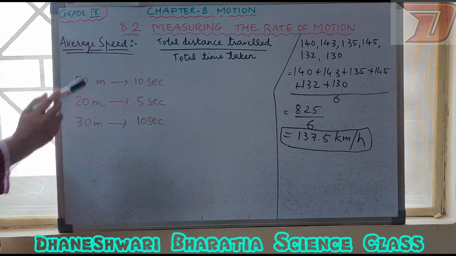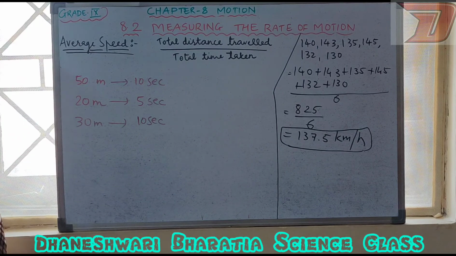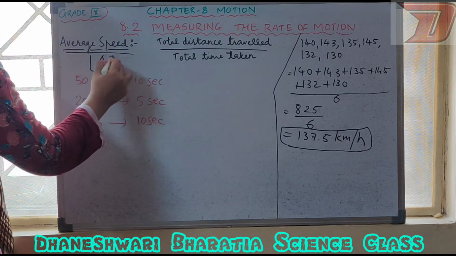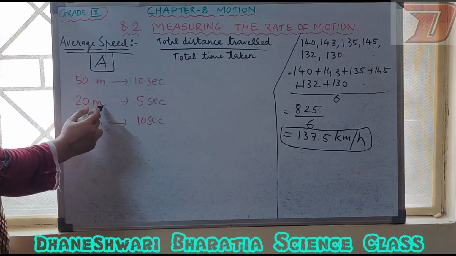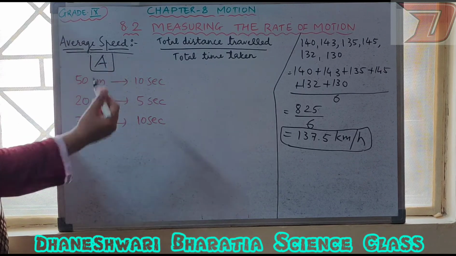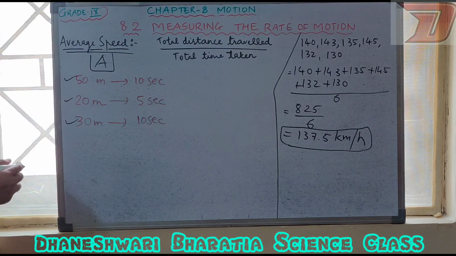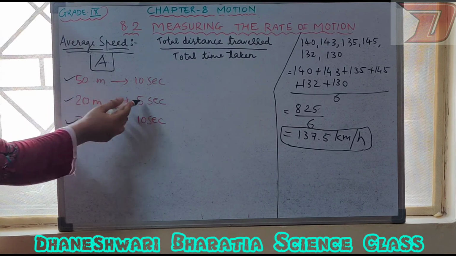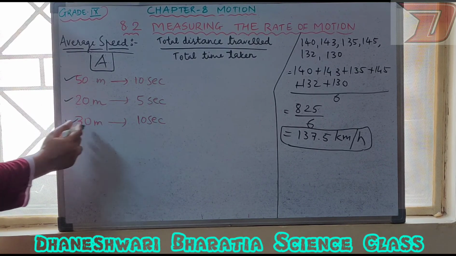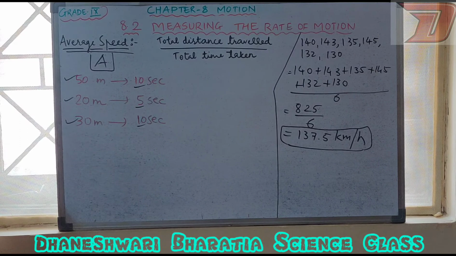Now here I have given you the different speed, different distance covered by a single object. Suppose object A is travelling 50 meter distance in 10 seconds, 20 meter distance in 5 seconds and 30 meter distance in 10 seconds. So here we can see that the distance is different. In the first 10 seconds 50 meter distance is covered, in the next 5 seconds 20 and the next 10 seconds 30. So here the time is also changing and the distance is also changing, right? So this is a kind of non-uniform motion, right?